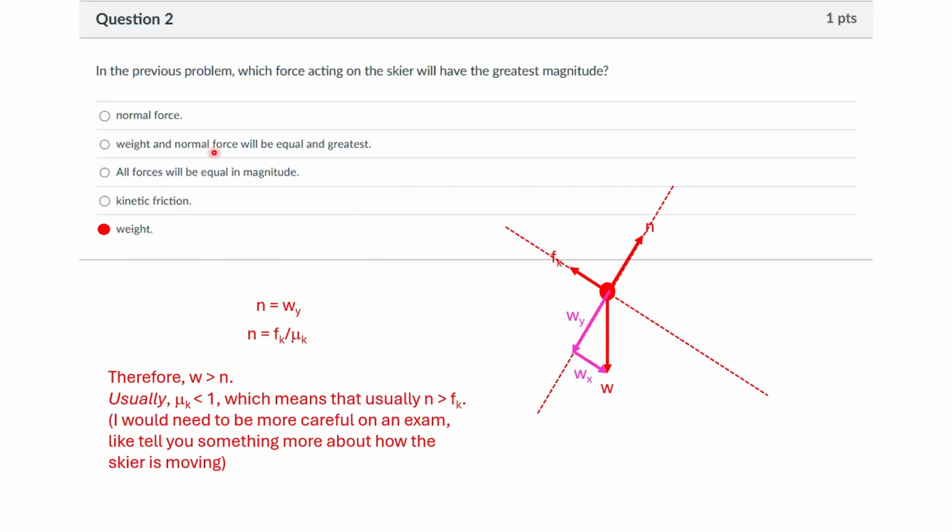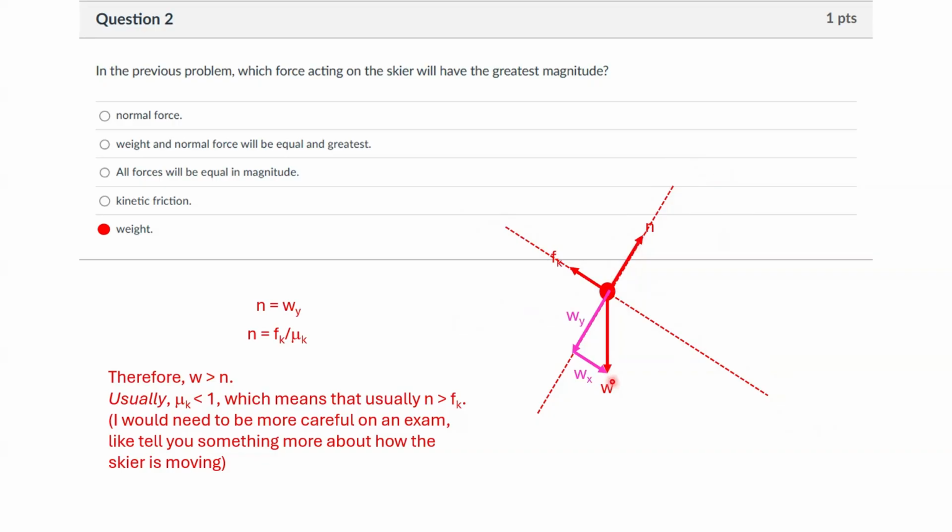Okay, 2. In the previous problem, which force acting on the skier will have the greatest magnitude? So we've already drawn the free body diagram for the previous situation. What we know is we have a weight that points down, a friction that has to point along the surface, and a normal force that points perpendicular to the surface. If we label perpendicular to the surface as the y-axis and along the surface as the x-axis, then the normal force and the weight force are the only 2 forces that have y components.